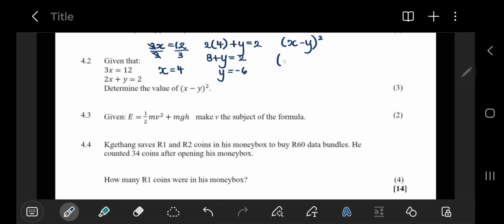Let's substitute. x is 4 minus y is negative 6. I'm going to put that in a bracket because there's a minus in front already. And don't forget to square. Let's just simplify what we have first. So negative times a negative is positive. We have 4 plus 6, which is going to give you 10 inside the bracket. So essentially, I'll continue here. You've got 10 squared. And 10 squared is equal to 100. So that would be your answer. Once you solve for x and y, substitute into that format and get your answer.